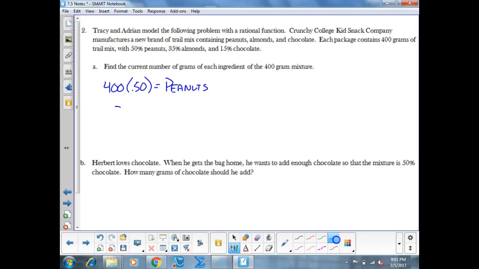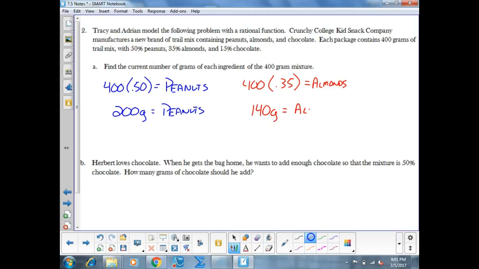So that tells me I've got 200 grams of peanuts. I've got 400 grams, and 35%, 0.35, is almonds. So that tells me that 140 grams are almonds.